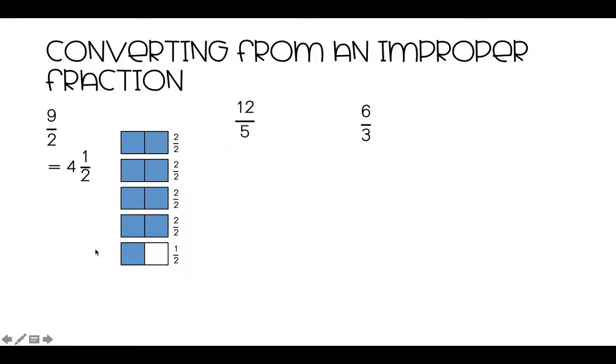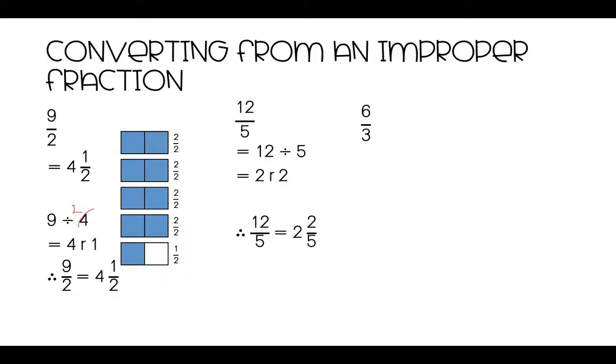Now, one way we can look at doing this is, how many times does 2 go into 9, so that should be 9 divided by 2. So 9 divided by 2 equals 4 with 1 remaining. So therefore, and that's what those 3 dots mean, therefore 9 halves equal 4 1/2. So let's look now at 12 fifths. So again, 12 divided by 5 is 2 with 2 remaining. So therefore 12 fifths equal 2 and 2 fifths. That's our 2 out of 5, which is how many parts make up a whole.